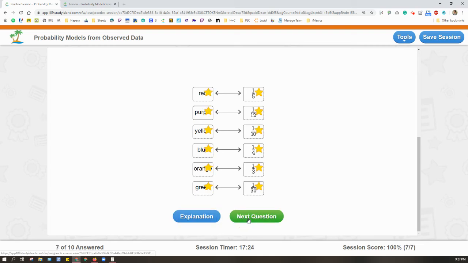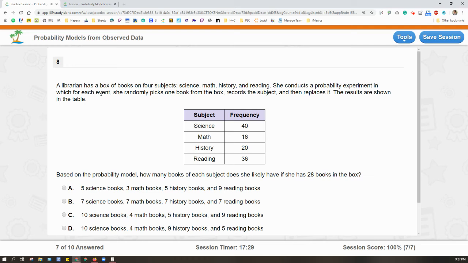So there we go. Let's keep it moving. Number 8, a librarian has a box of books on 4 subjects: science, math, history, and reading.